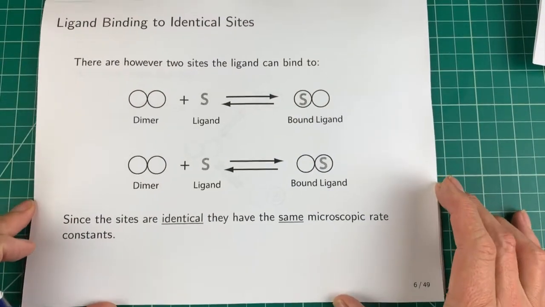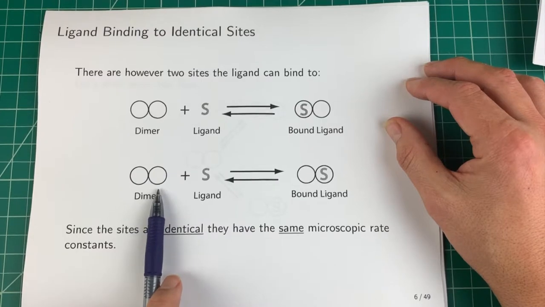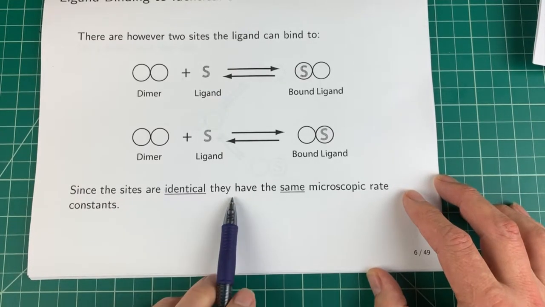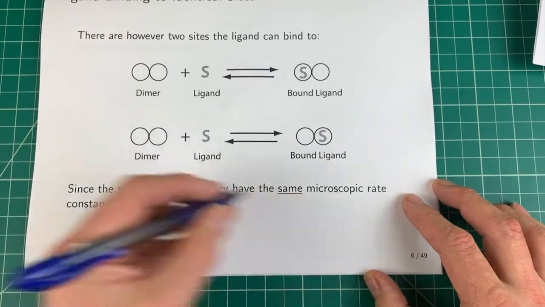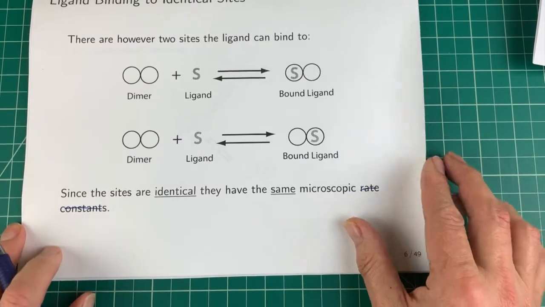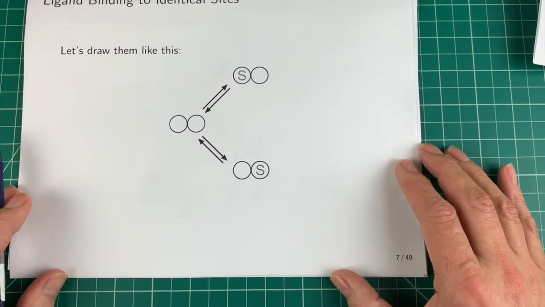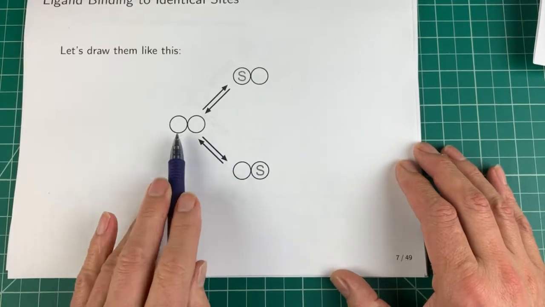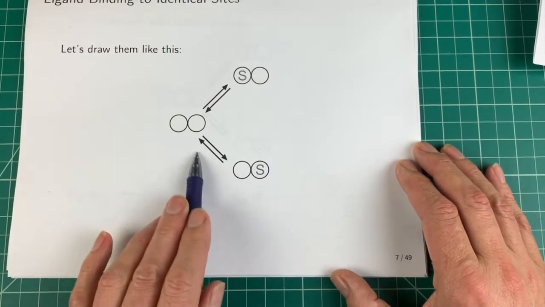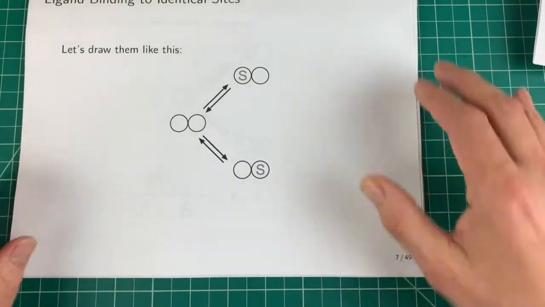Now, of course, there are two sites on the dimer. So we've already seen the ligand binding to the left side. But of course, the ligand could bind equally to the right side. Now, because the sites are identical, they must have the same microscopic association constant. Now I can turn this diagram into something that looks like this. Okay, so let's look at it from this point of view. So we have fully unbound dimer. It can either bind with ligand to form S, can bind to the left-hand subunit, or ligand can bind to the right-hand subunit. I'm not putting in the ligands here explicitly, but they're implied in the diagram, okay?